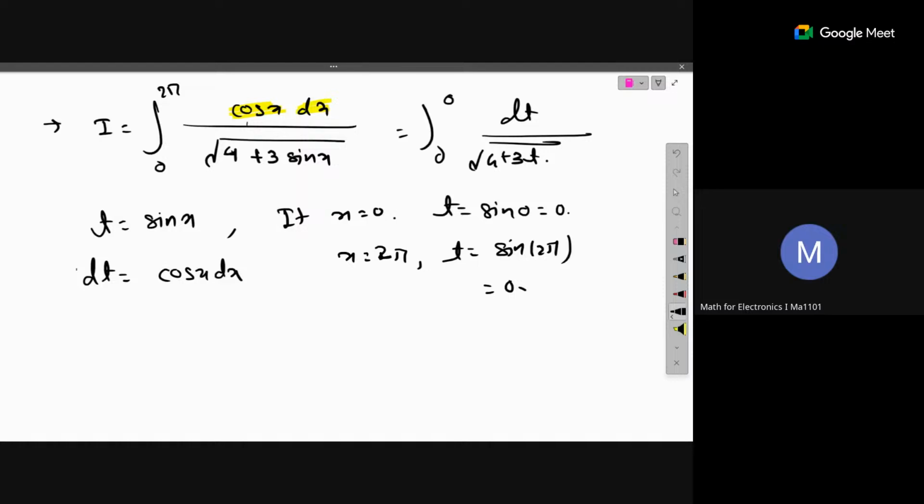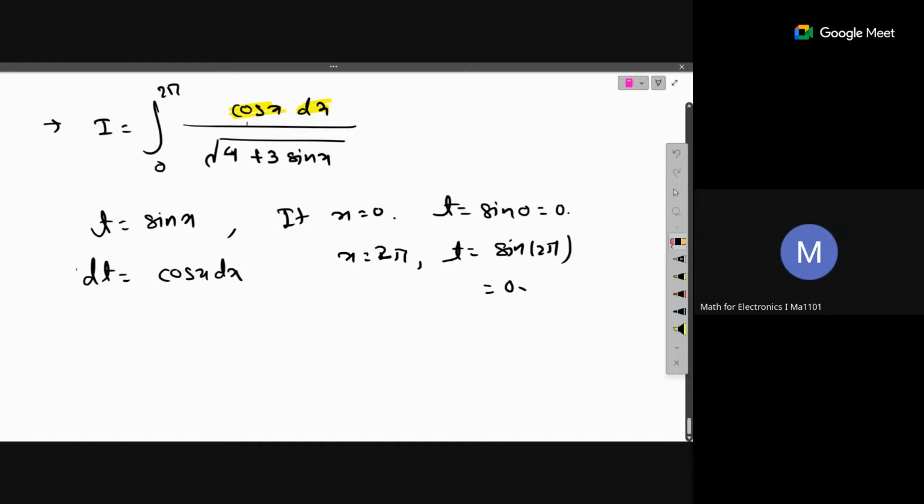So the answer is 0, because with this substitution we are getting the answer equal to 0. I don't know this answer, and the professor has not told it. So what can we do? In this substitution we are getting the same limit, so what we'll do is split our limits and then try to compute.